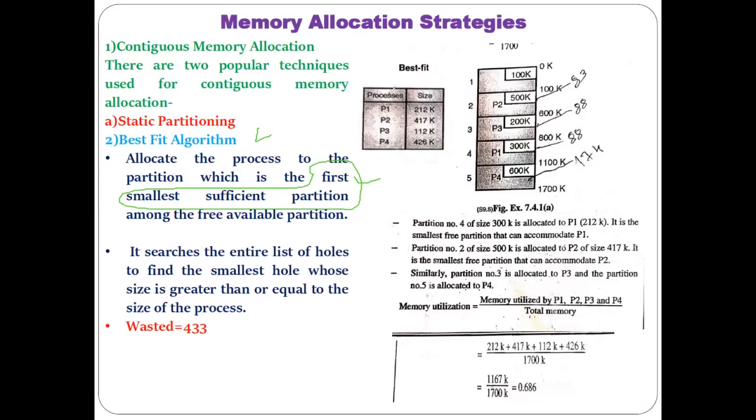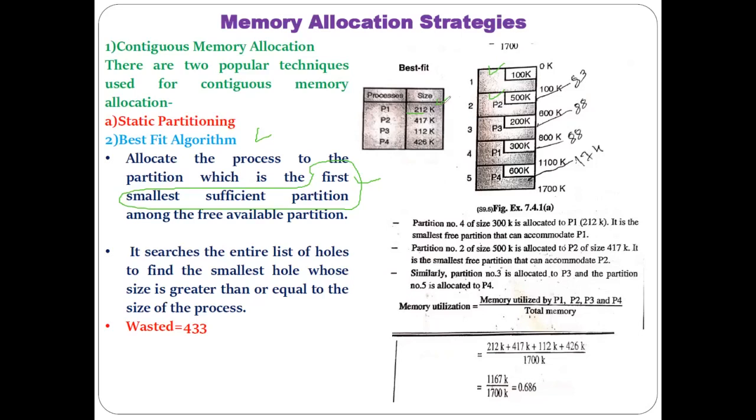Let's see here, with the same example we are utilizing. We have P1 with a size of 212K. Which partition will P1 be allocated to? The first smallest sufficient one. Can we hold P1 in partition 1? No, its size is less. Can we put it into partition 2? Yes, we can.